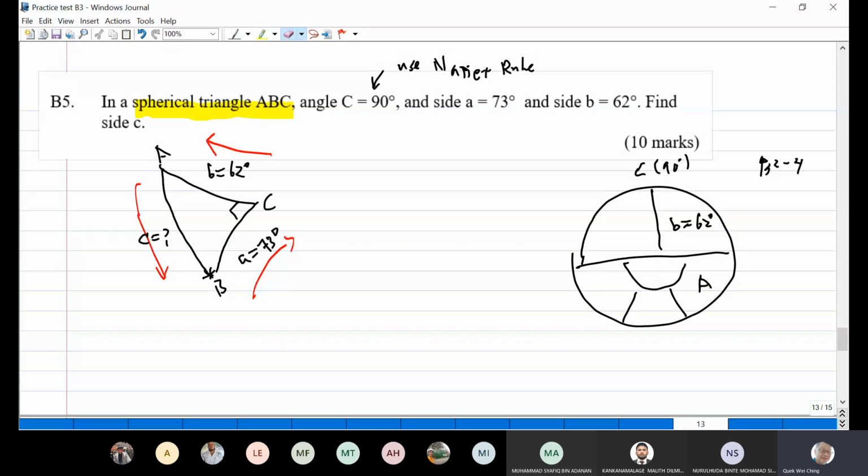So side C now, this is what we want to find out, and then angle B, then side A, which we know is 23 degrees, and then there's a comma here. Okay, we're trying to find C now, which is opposite the two sides here.